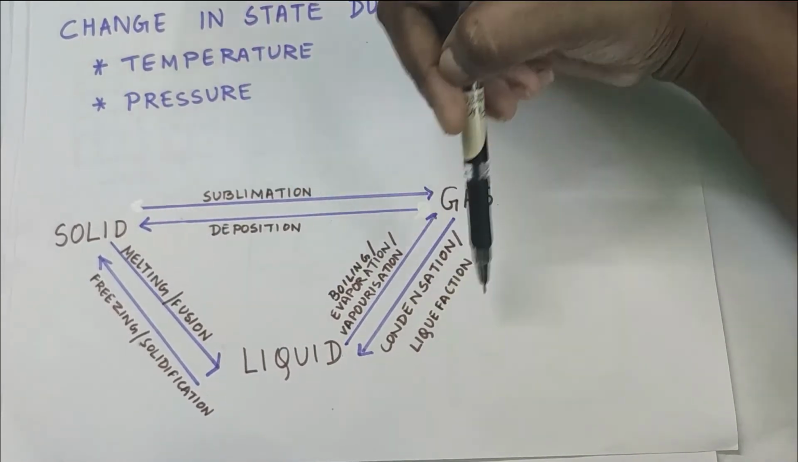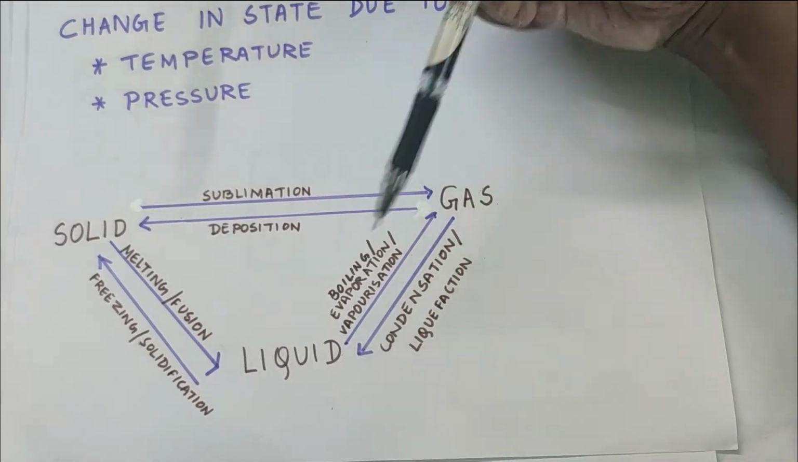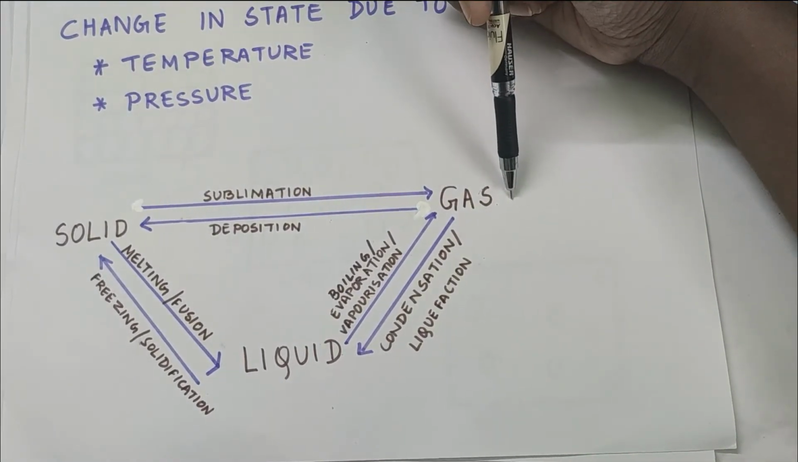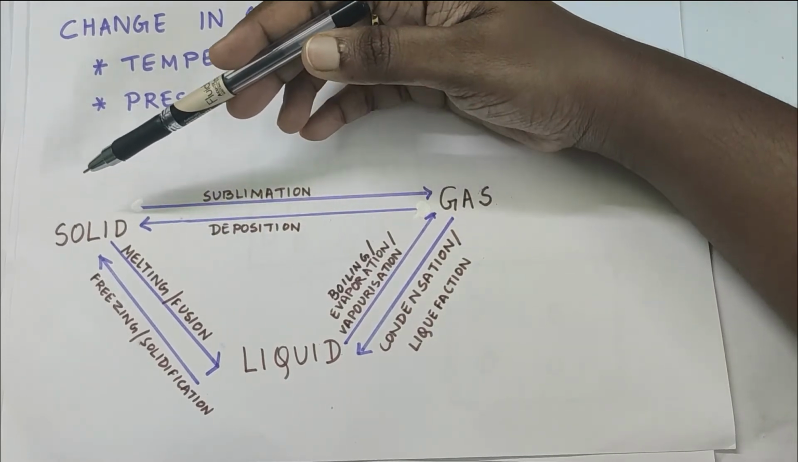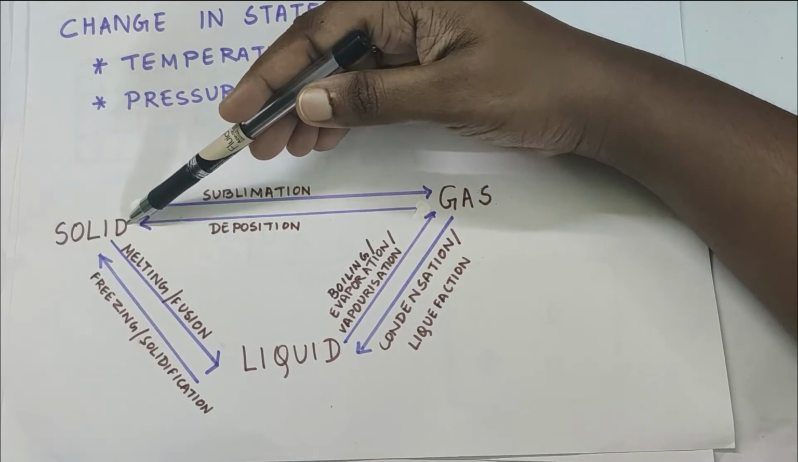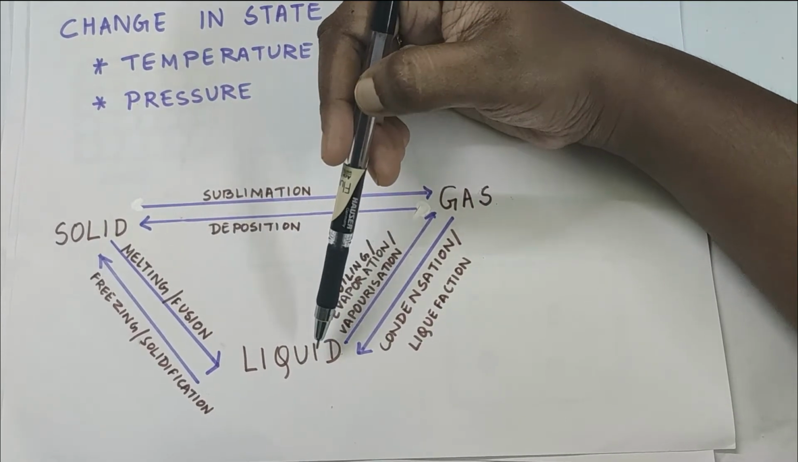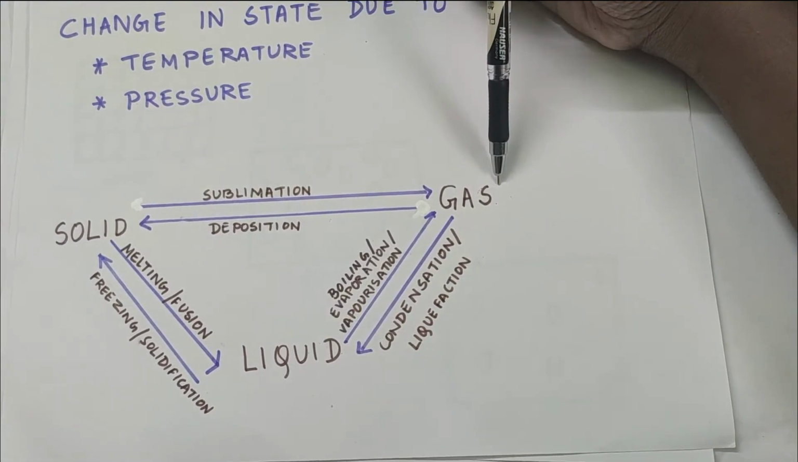The best example to understand the solid, liquid, gases is ice, water and water vapor. You know that when we have the ice, it is a solid. Ice is a solid because the particles are closely arranged. When we heat it, it changes into liquid. And when we heat it further, it changes into gas.